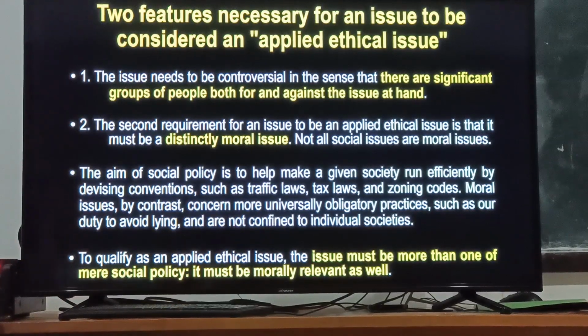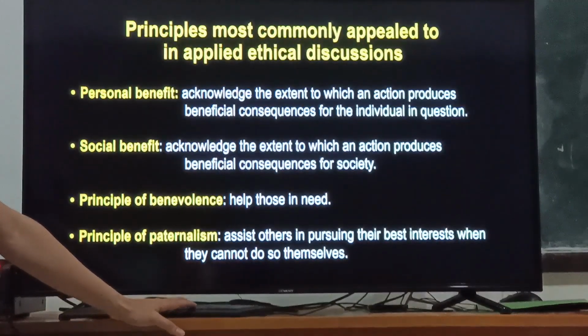Like wearing masks and following social distancing are social policies. But when do they become moral issues? They become moral issues when we talk about liberty or curtailing our freedom. Who is responsible for the preservation of our health? Ourselves or the government? Who should decide when and where we should wear masks? Is it the government or the self? In that case, wearing masks or social distancing do not only become social policies, but they also have moral relevance.